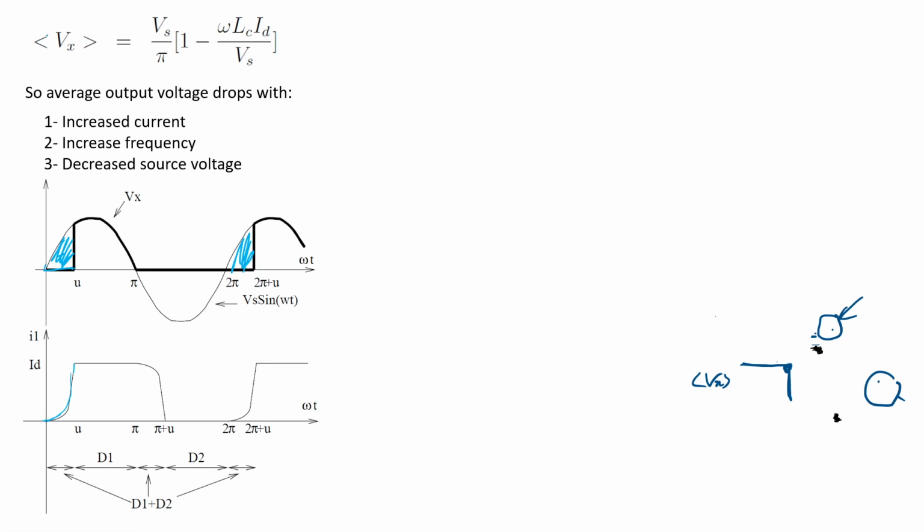And if we look at the equation, the average voltage of VH is equal to, in the ideal case, only Vs over pi, but now Vs over pi times 1 minus something. 1 minus something, which means this one is less than 1. That makes the average value of VH less than Vs over pi, which is the ideal case.